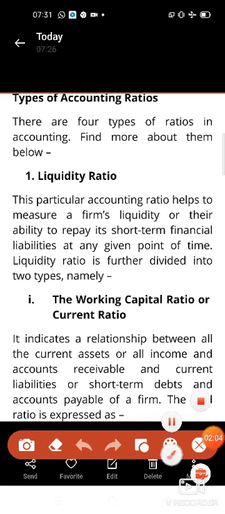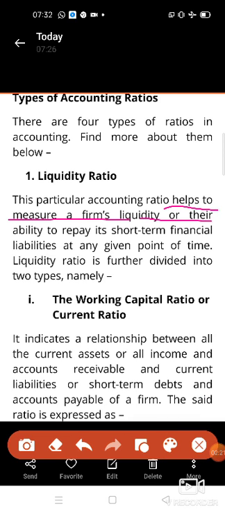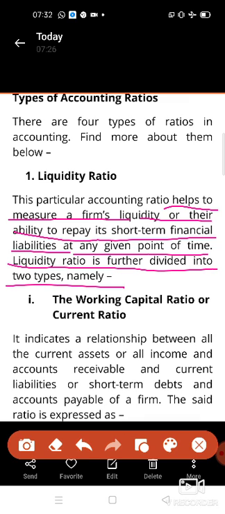See the types of accounting ratio. There are four types of ratio in accounting. Find more about them below. Number one, liquidity ratio. This particular accounting ratio helps to measure a firm's liquidity, or its ability to repay its short term financial liability at any given point of time. Liquidity ratio is further divided into two types, namely the working capital ratio or current ratio.